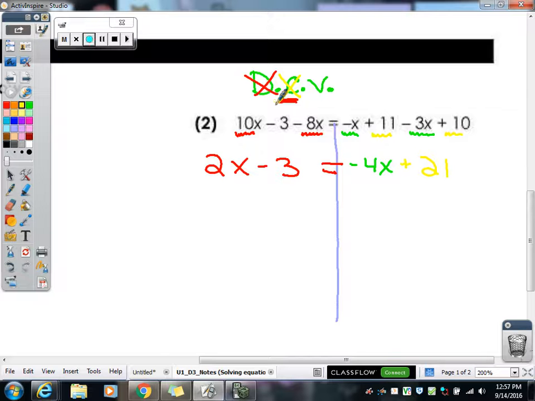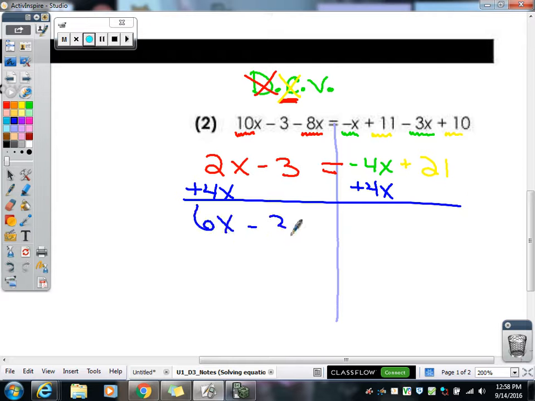Now I got to get the variable on one side. So what's the smaller letter? I've got 2 and -4, so -4 is smaller. So I'm going to add 4x to both sides. 2x plus 4x is 6x. -3 equals 21. You could put the +21 if you want. You could bring down that plus sign.